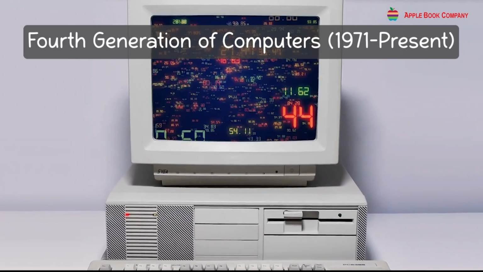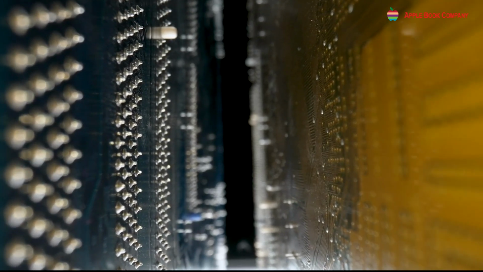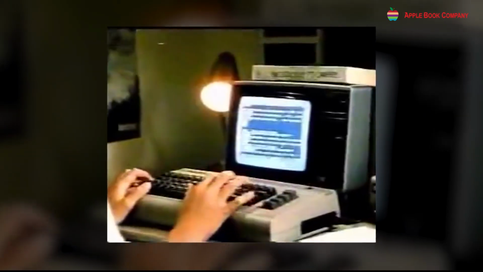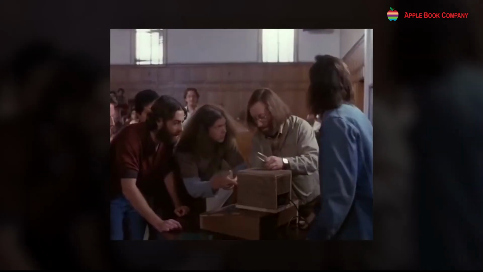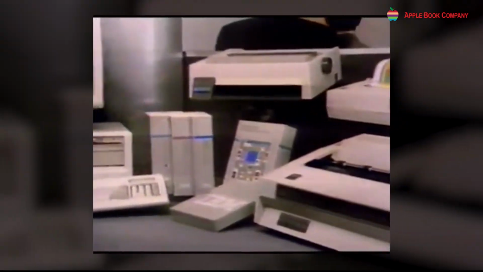Fourth generation of computers, 1971 to present. Fourth generation computers use microprocessors, which are integrated circuits containing all the functions of a central processing unit on a single chip. This innovation led to the development of personal computers. Computers became more affordable, portable and accessible to everyone.